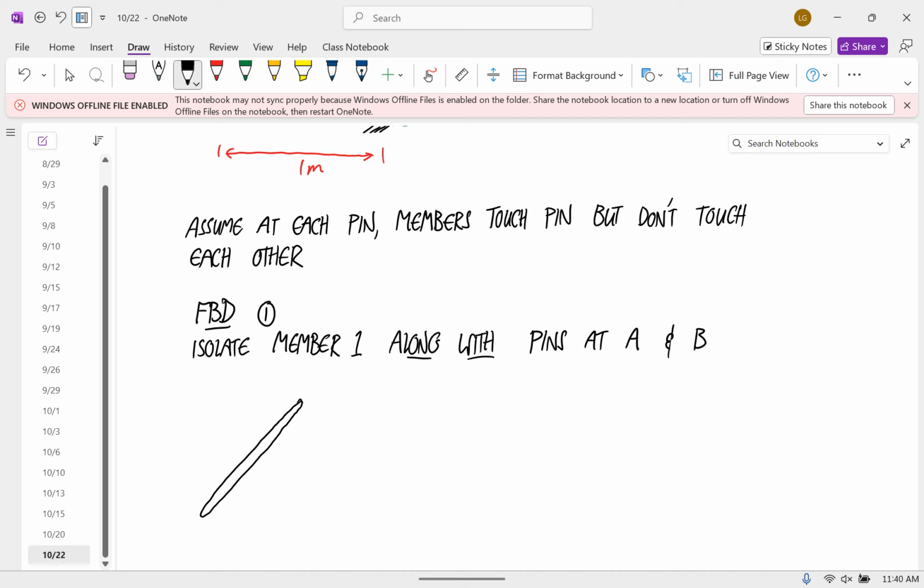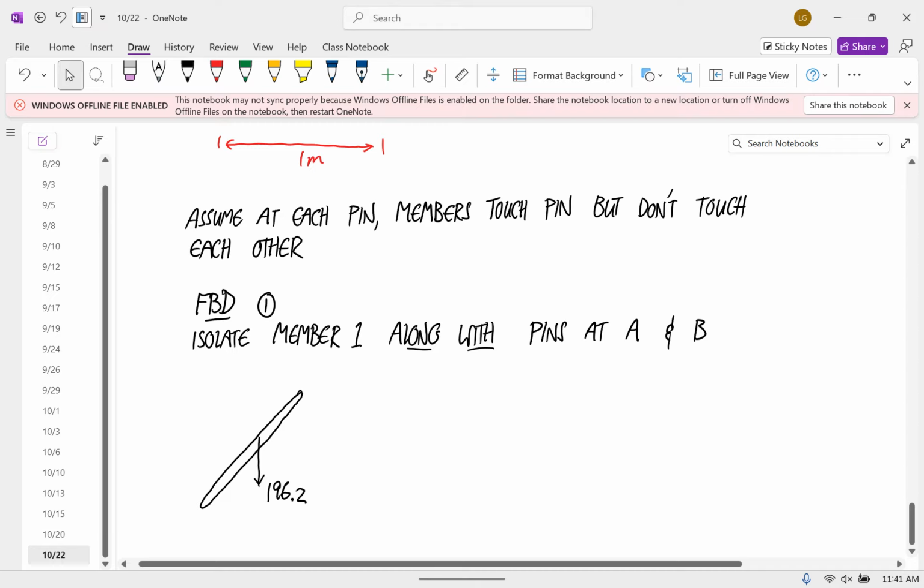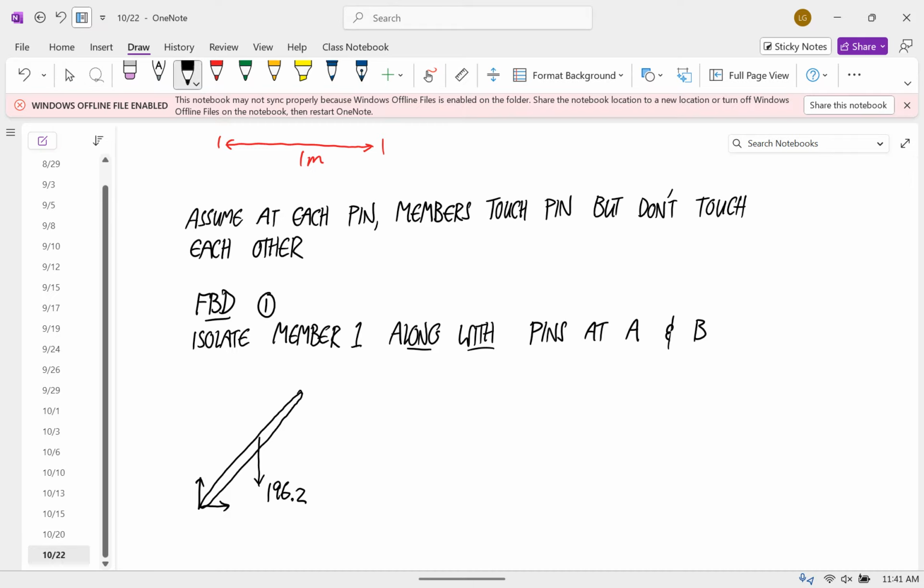So what forces are acting? There's a downward force, this is the weight, 20 times 9.81, so 196.2. And then what's the force that the ground applies to that pin? That's just an unknown force vector. That's just following the rules of pin joints. I'll call that RA.